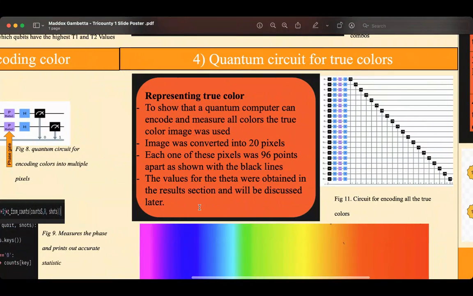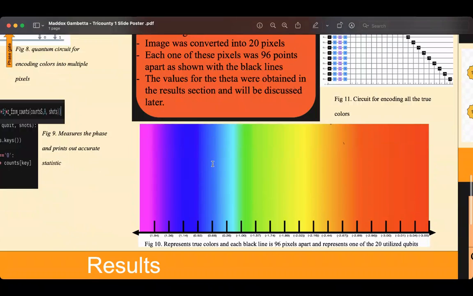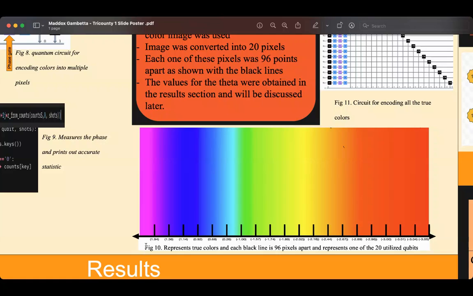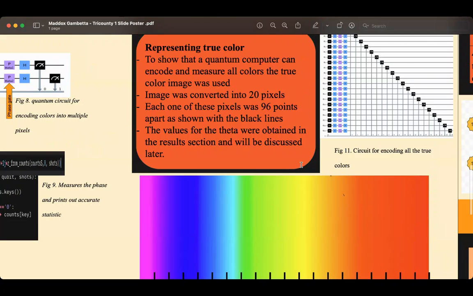For the fourth step, I did a quantum circuit for true colors. In this step, I want to represent a true color, and to show that a quantum computer can encode and measure all colors, I create a true color image. This image was converted into 20 pixels, and each one of these pixels was 96 points apart. The values for theta were obtained in the results section and will be discussed later on.